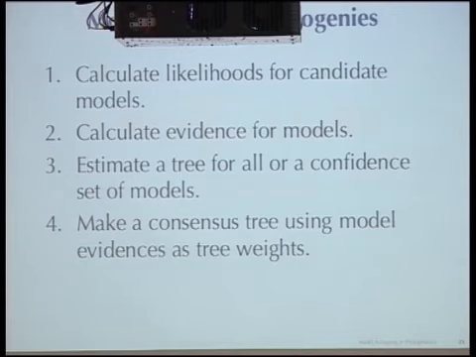Of course, one of the parameters we might want to average over would be the topology itself, right? So basically, these could be the steps we might take. We can get the likelihood for all candidate models. We can calculate the evidence, whether we use AIC or BIC or posteriors, for every model. We get a tree for each one of those models, and we make a weighted consensus tree out of those trees.